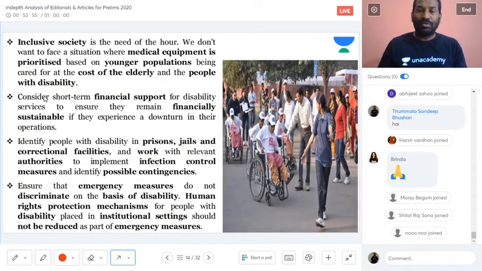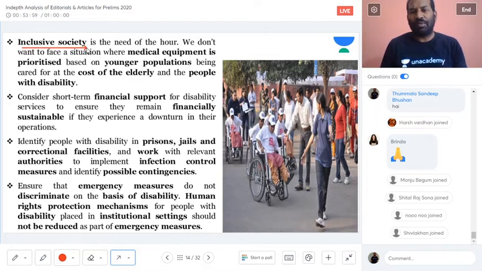And the foremost thing is that we should all feel that we are all inclusive, part of the society. Inclusive society is the need of the hour. This is very very important for prelims and also for the mains point of view.